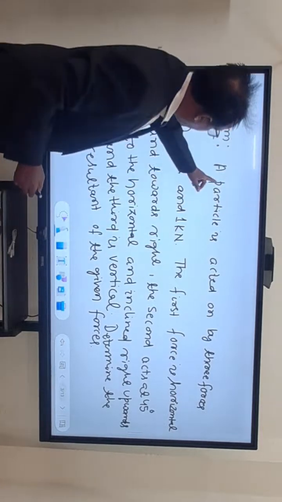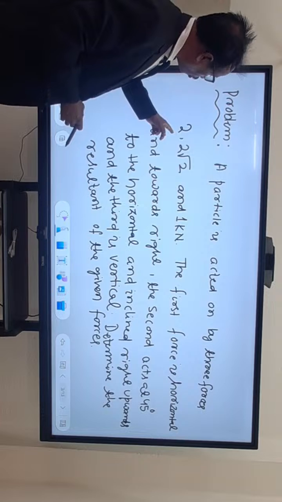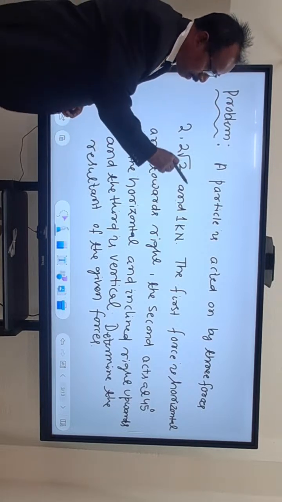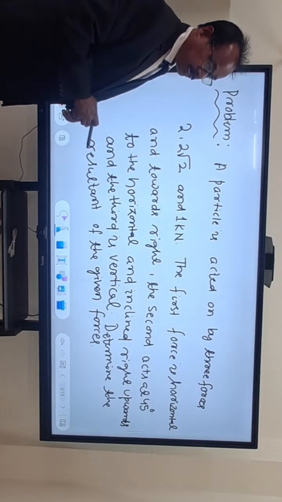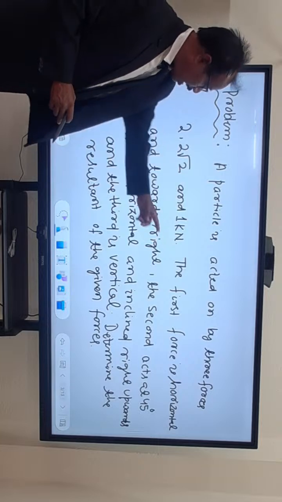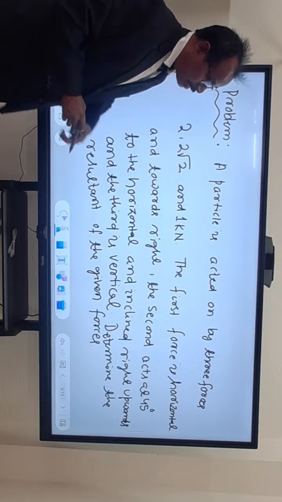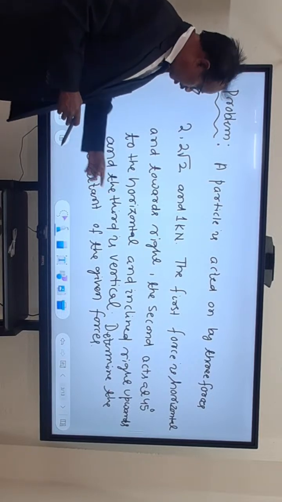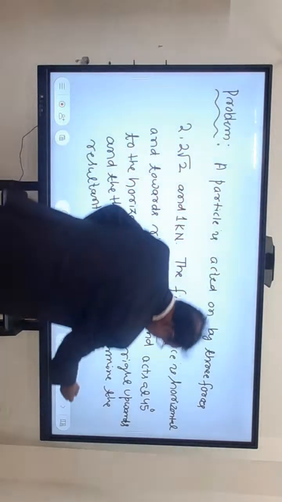First, a particle is acted on by three forces, 2, 2√2 and 1 kilonewton. The first force is horizontal and towards right. The second acts at 45 degrees to the horizontal and inclined right upwards. And the third is vertical. Determine the resultant of the given forces.